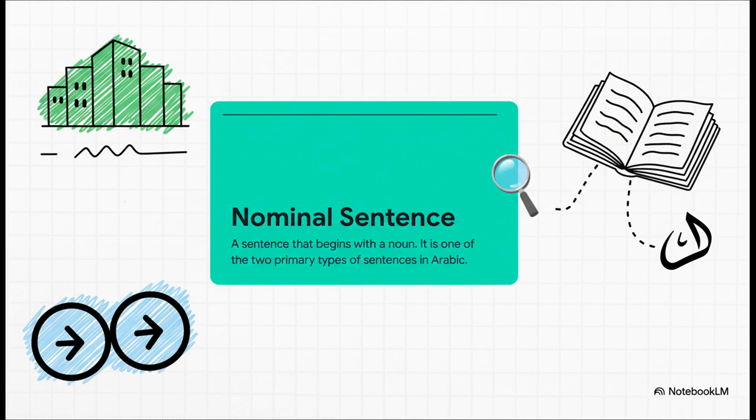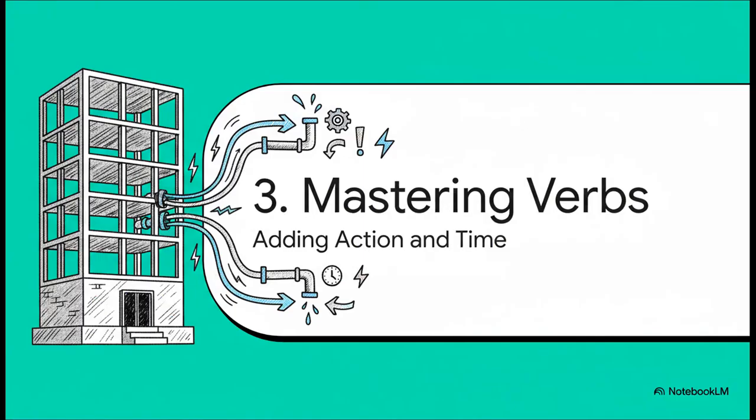And this all leads us to the very first type of structure you're going to build, the nominal sentence. It's a sentence that just starts with a noun, like, the house is big. This simple, elegant form is one of only 2 major sentence types in the entire language, and you master it right at the beginning. Okay, so our building has a foundation and a frame, but it's pretty static. It doesn't do anything yet.